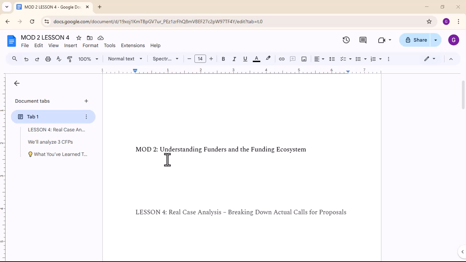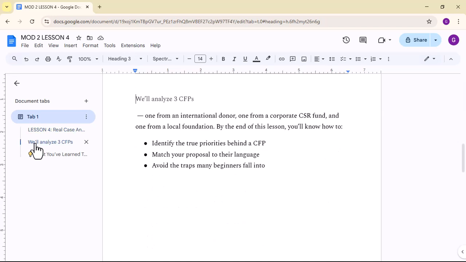That is calls for proposals, CFPs. These are the public announcements where funders lay out what they want to fund and what kind of organizations should apply for them. We're going to analyze two or three calls for proposals: one from an international donor, one from a corporate CSR, and one from a local foundation.